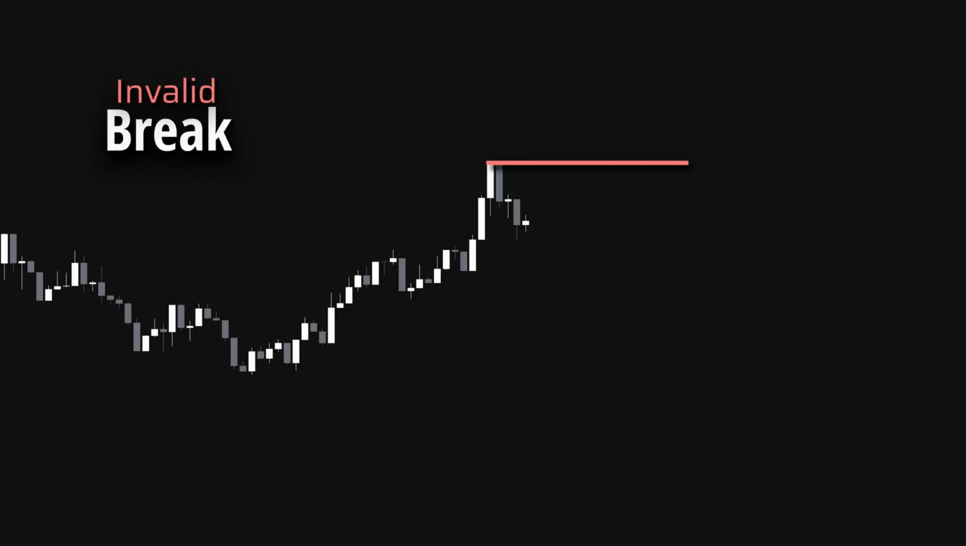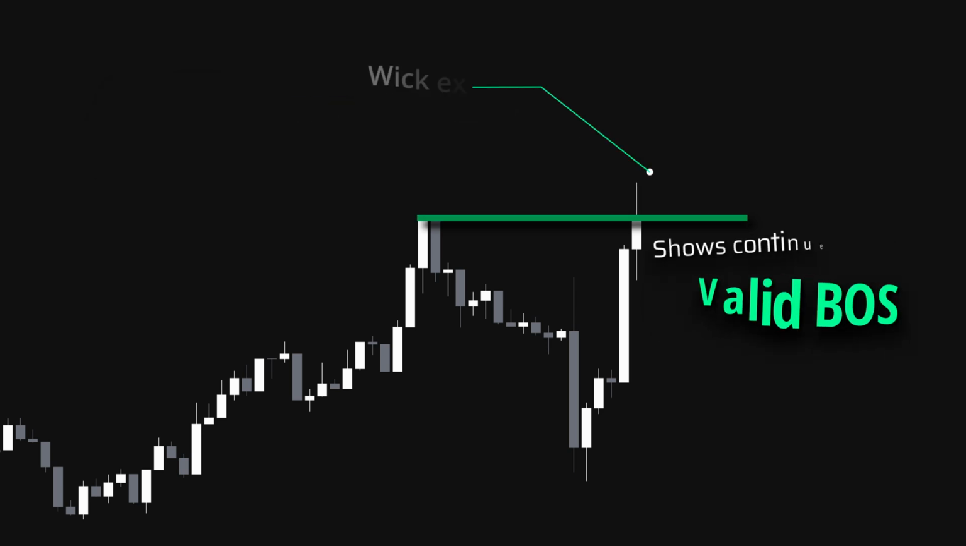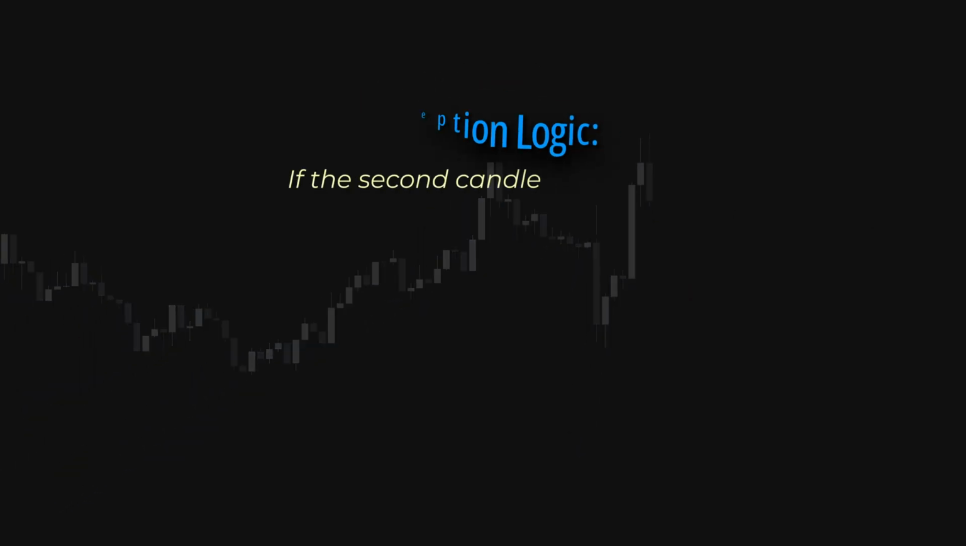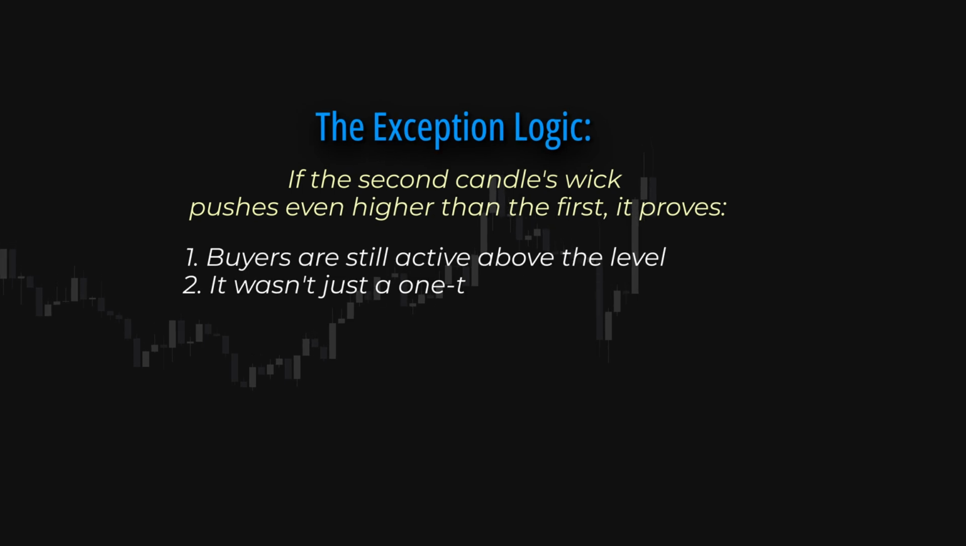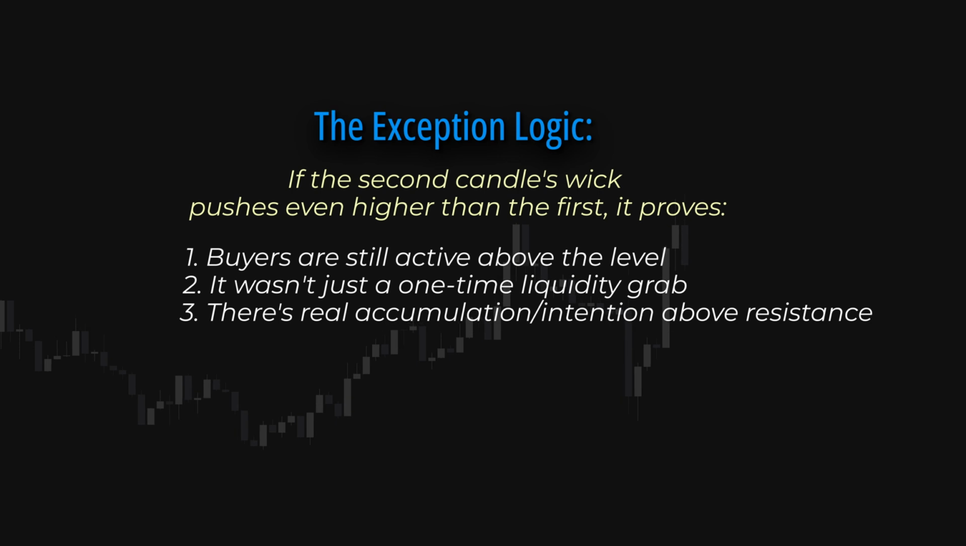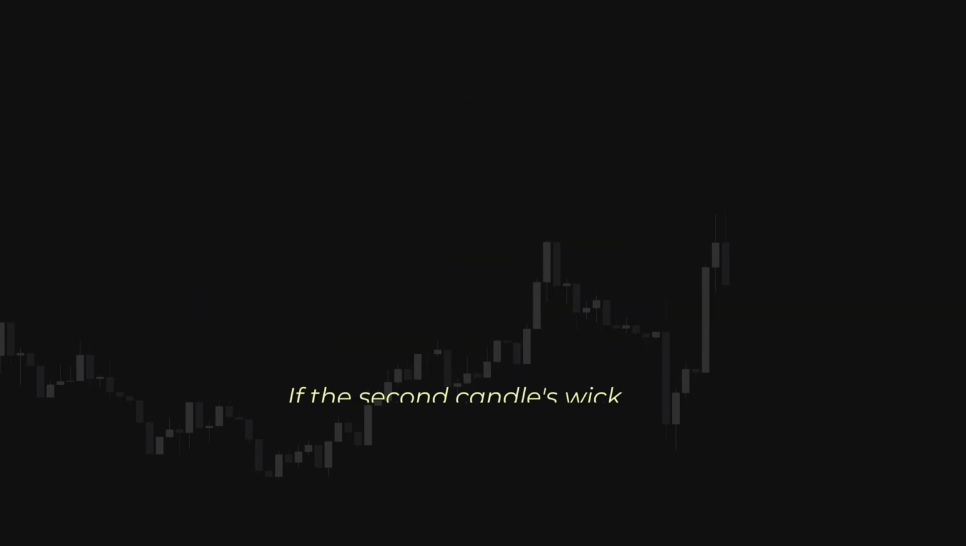Invalid break scenarios. Long upper wick penetrates the level, but body closes below. Exception. If the subsequent candle's wick exceeds the initial penetration, the break becomes valid. This distinction matters because institutional orders are executed at body levels, not wick extremes. Wicks often represent liquidity grabs or stop-loss hunting rather than genuine directional intent.